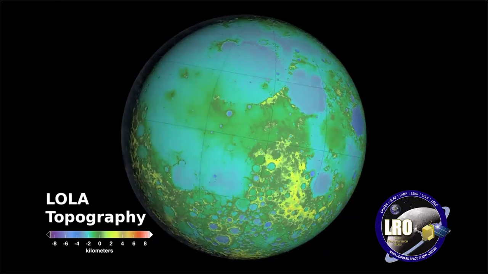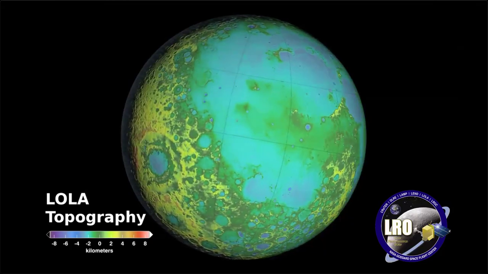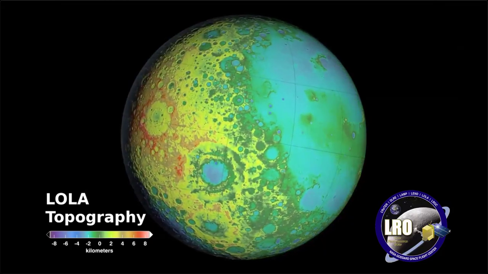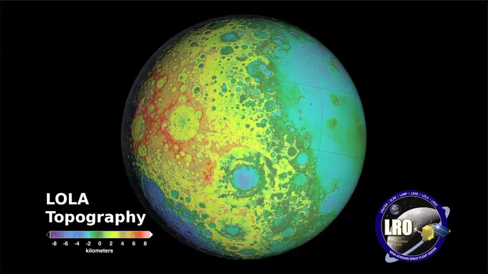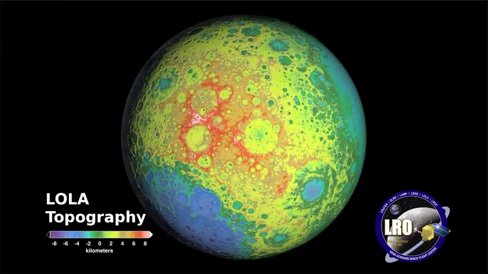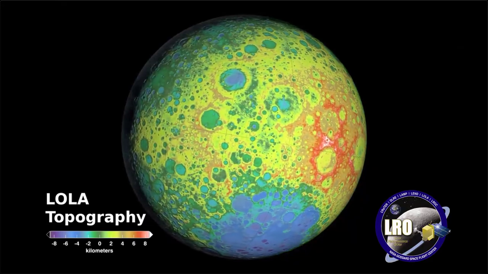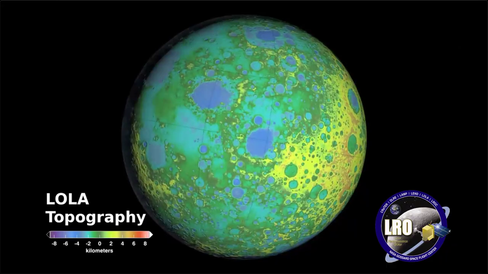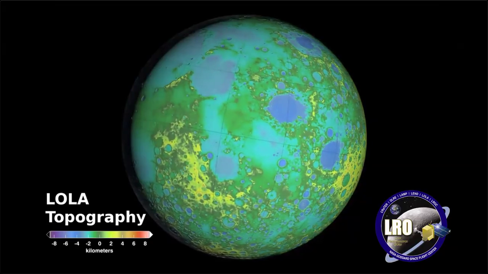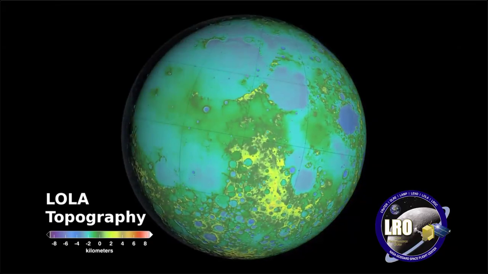And let's give it a spin. And look at how the far side is very different as compared to the near side, right? That was the far side you saw in yellow and red. And on the near side, what you see is mostly flat lands.